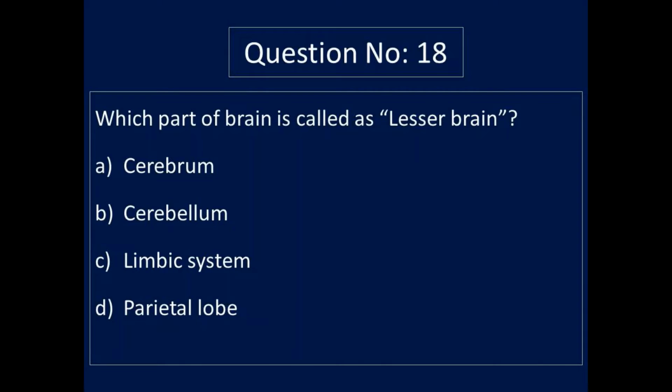18th question. Which part of brain is called as lesser brain? Option A. Cerebrum, option B. Cerebellum, C. Limbic system, and option D. Parietal lobe. Right answer is B. Cerebellum.